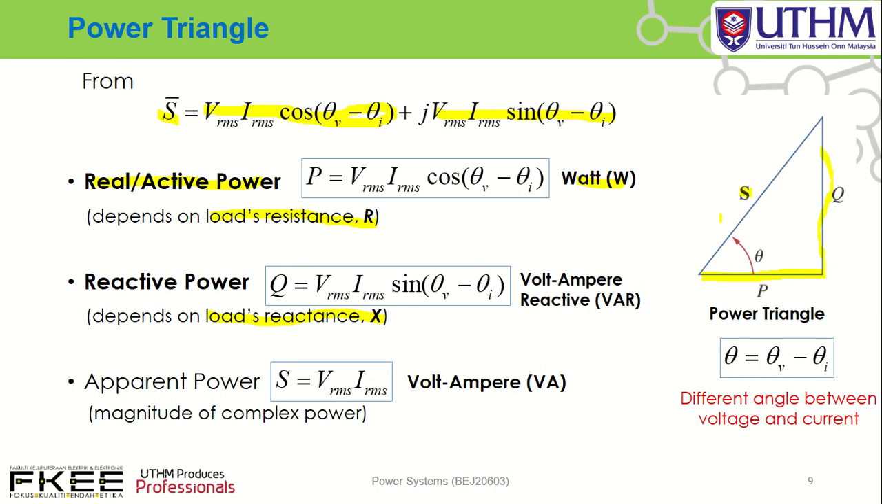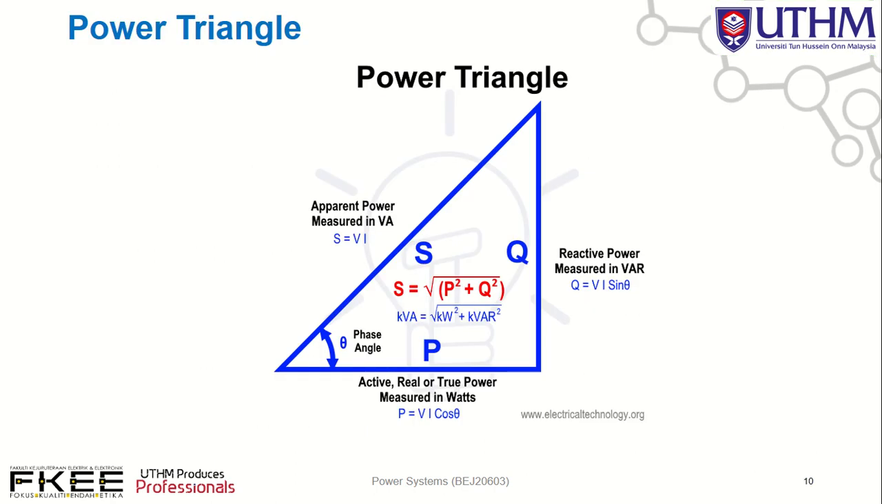Okay, this is S, and this is theta, the angle between voltage and current. This is a review of the power triangle. Basically, we already discussed all the types of power in chapter 2. This is just a review. Okay, this is the power triangle.